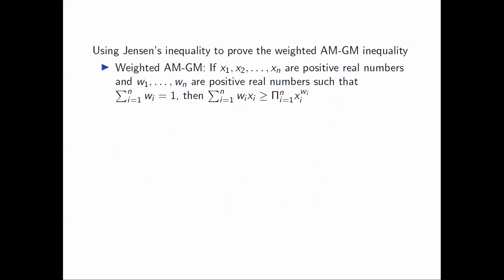And if x1, x2 up to xn are positive real numbers, and w1, w2 up to wn are positive real numbers which sum to 1, then we can say that the sum from i equals 1 to n of wi xi is greater than or equal to the product from i equals 1 to n of xi to the wi. We're going to prove this almost the exact same way as the previous slide.